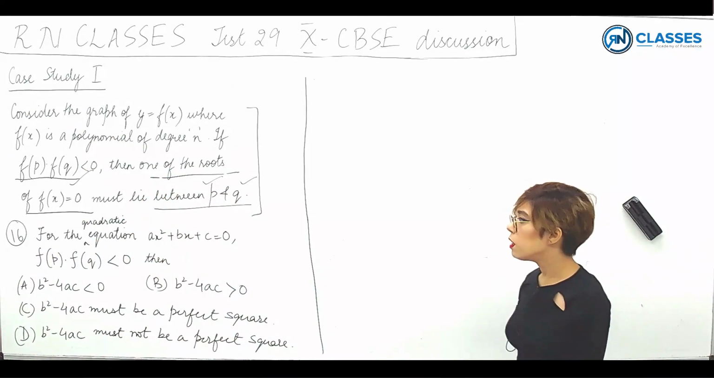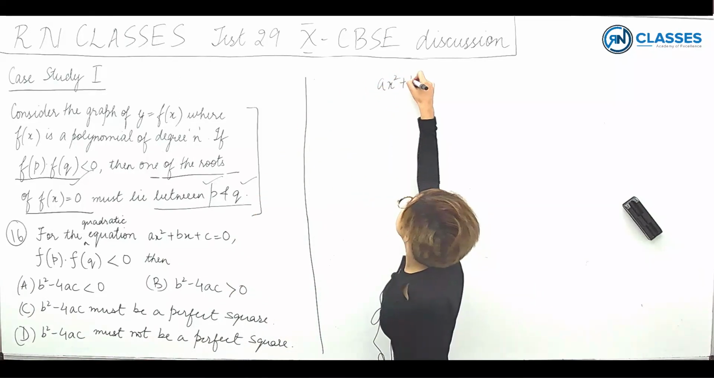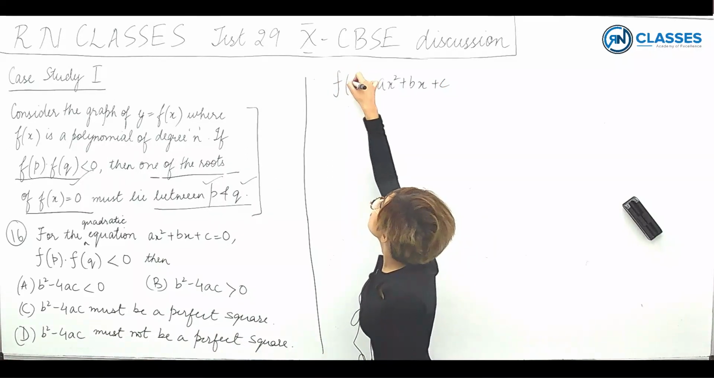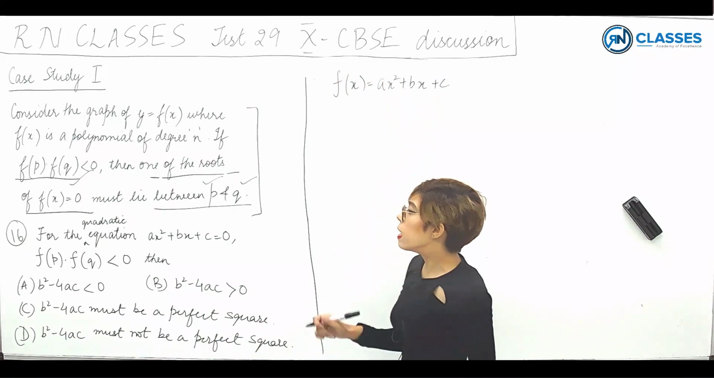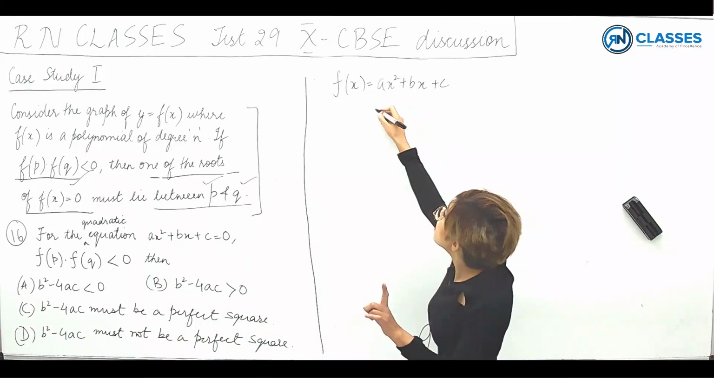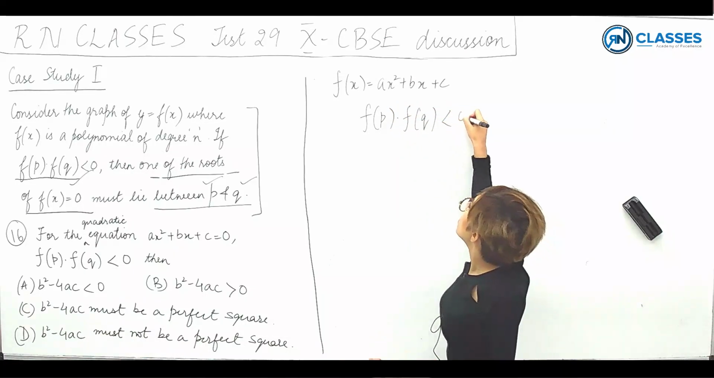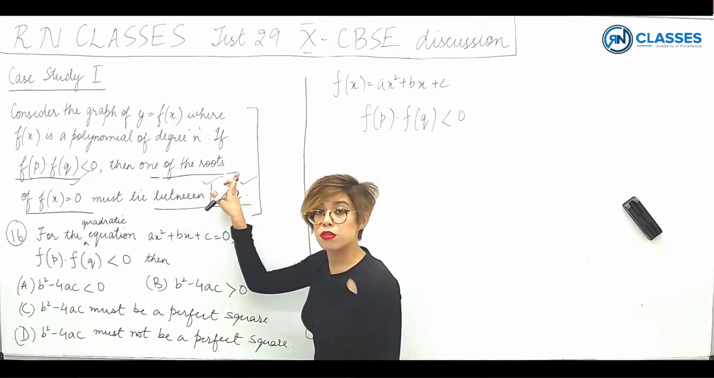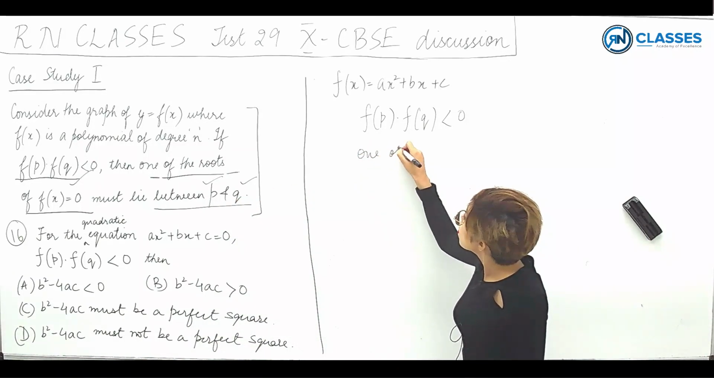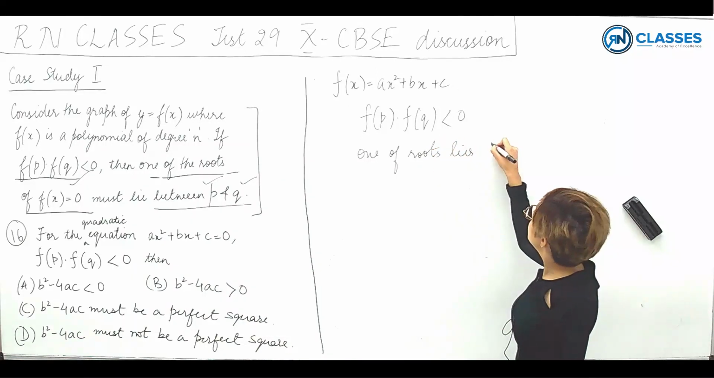Alright, so the next one. For the quadratic equation ax square plus bx plus c equal to 0. Now that means my polynomial is this. F of p into f of q is less than 0. He himself says that f of p into f of q is less than 0. That means one of the roots must lie between p and q. So one of the roots lies between p and q.